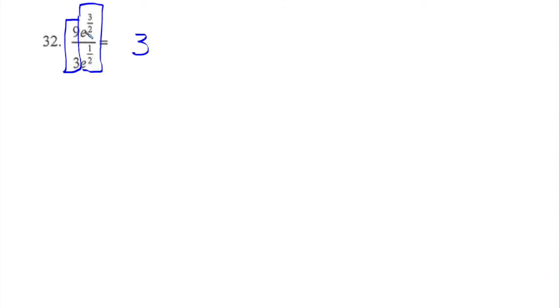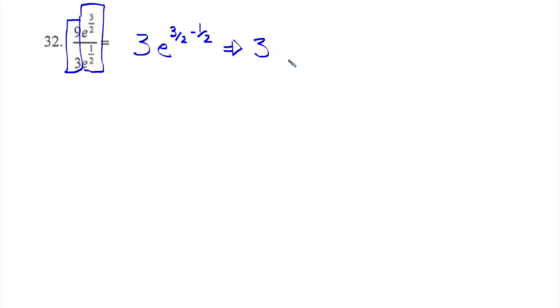Whenever you have the same base, I do have the same base, e, then this division problem means I'm going to subtract the powers. So this is 3e to the power of 3/2 minus 1/2. Again, we have our 3, and this is going to be still e. Don't mess up the e. 3/2 minus 1/2 is 2/2. And that will turn into just 3e. So 3e to the power of 1. All right, and that's our final answer.